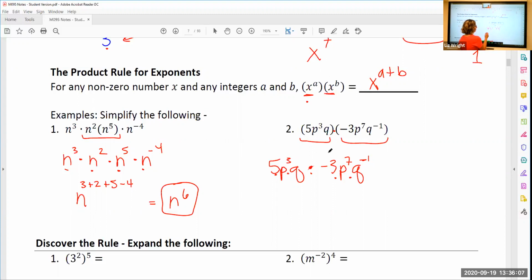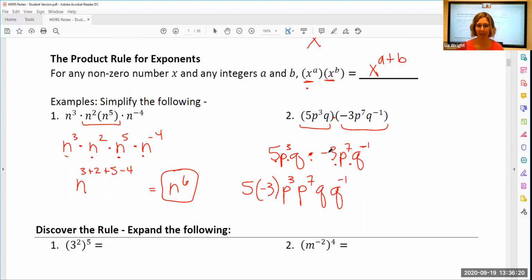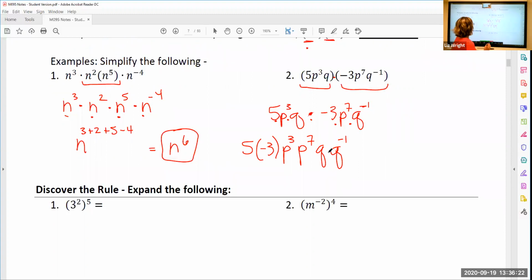And so what I'm going to do is I'm going to bump my numbers to the front. I'm going to put my p's together, and I'm going to put my q's together. And then I'm going to add their exponents. I'm going to take care of that piece. So then here we're going to have 5 times the -3, which is going to give me -15. Here I'm going to combine these exponents of 3 and 7, so I'm going to get p to the 10th. And then here I've got q to the 1st minus 1, which is going to be q to the 0.